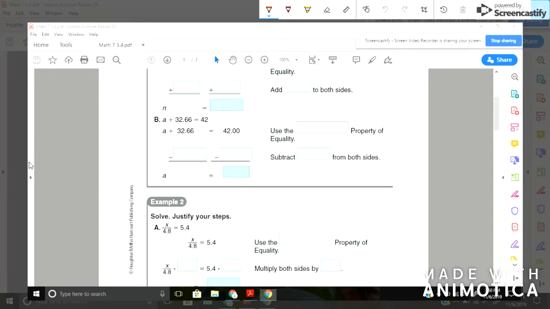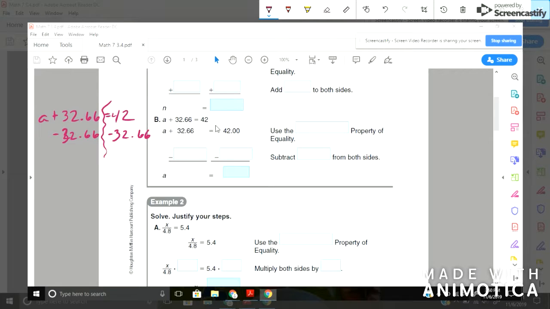It says a plus 32.66 equals 42. So what number plus 32.66 is going to give you 42? All right. You can ask yourself the question, what is being done to my variable and how do I undo that? Okay, well, a is being added by 32.66. So to undo that, I would subtract 32.66 on both sides of my equation.